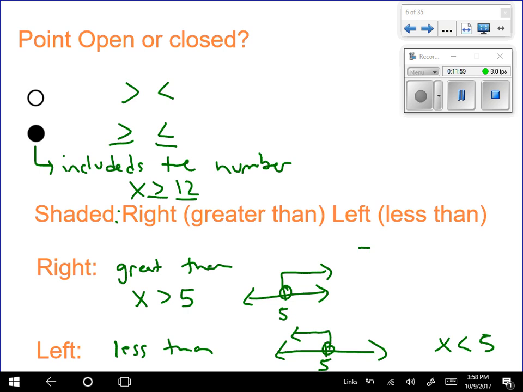This only works when the variable is on the left side of the inequality. So it's listed first, as we were talking about on the previous screen.